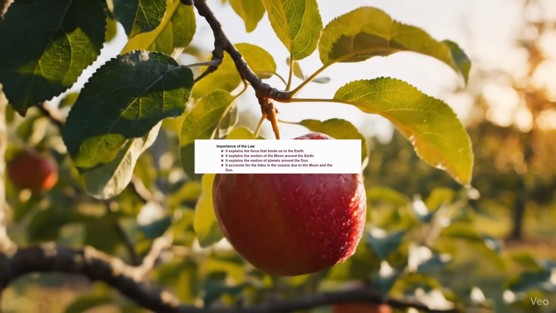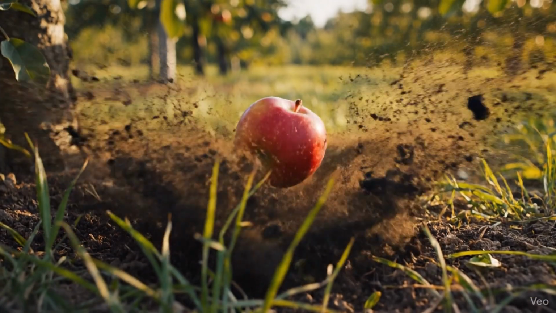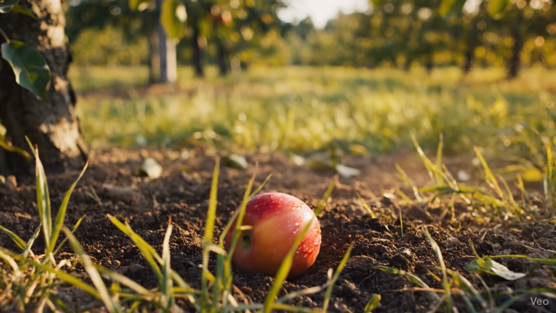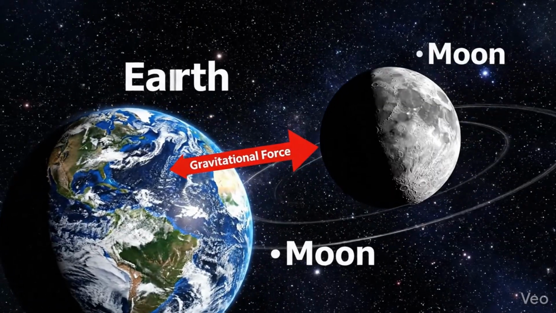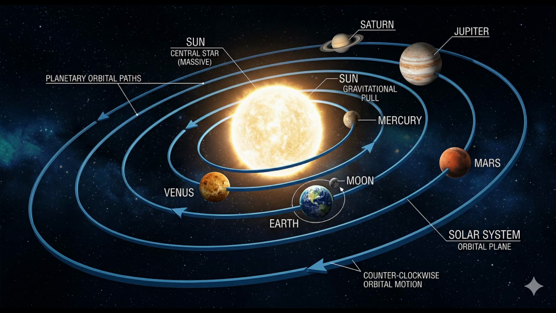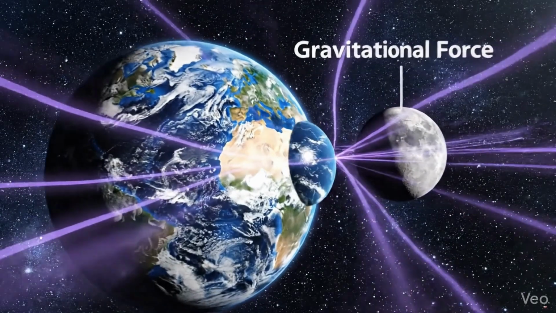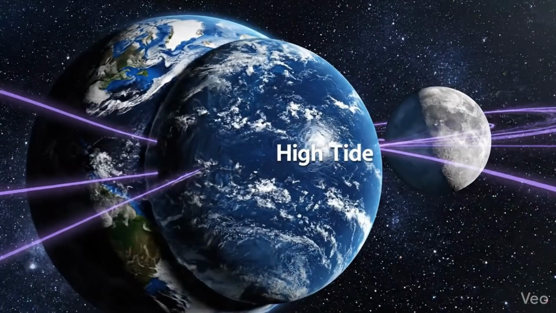Importance of the law. It explains the force that binds us to the earth. It explains the motion of the moon around the earth. It explains the motion of the planets around the sun. It accounts for the tides in the oceans due to the moon and the sun.